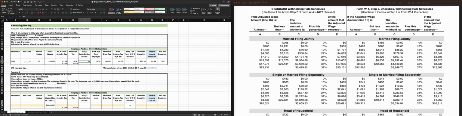401k contribution, she says she contributes 3% of her gross pay to the contribution. So that's the contribution rate, the percentage rate, and the amount, which is the percentage rate times the gross wages. Easy enough. This gives you your modified gross pay. So we take the gross wages minus the 401k withholdings from employees, and it gives you modified gross wages.